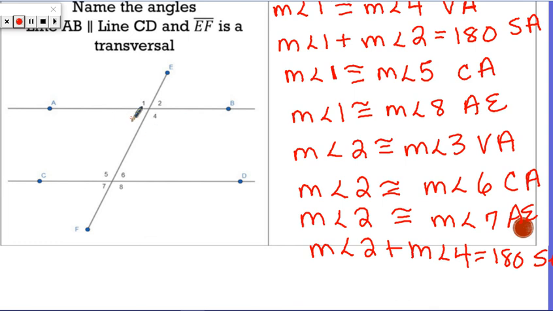All right, I'm going to go on to angle 3. So the measure of angle 3 is congruent to the measure of angle 6. If you look at 3 and 6, they're in the middle of the parallel lines, and they're on opposite sides of the transversal. And so those are called alternate interior angles.